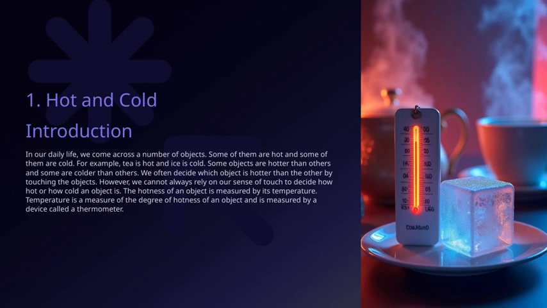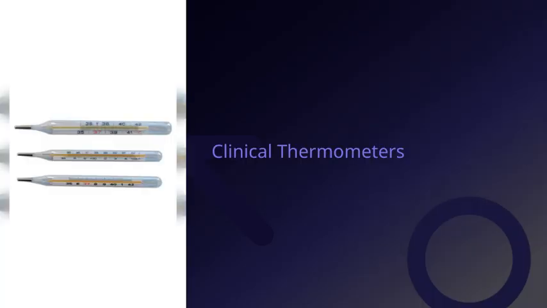That's where the concept of temperature comes in. Temperature tells us how hot or cold an object is, and we measure it using a device called a thermometer. Understanding temperature helps us compare objects more accurately than just feeling them. This idea of hot and cold, and how we measure it, is fundamental to understanding the properties of different objects and how they behave. Today, I'll be talking about clinical thermometers.